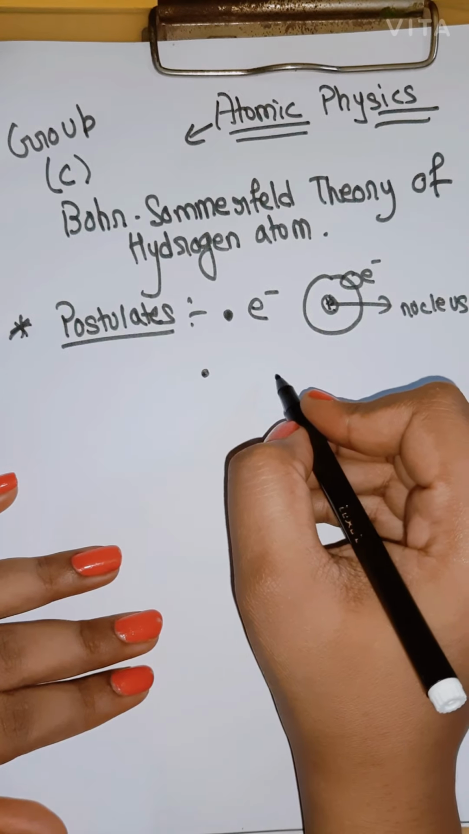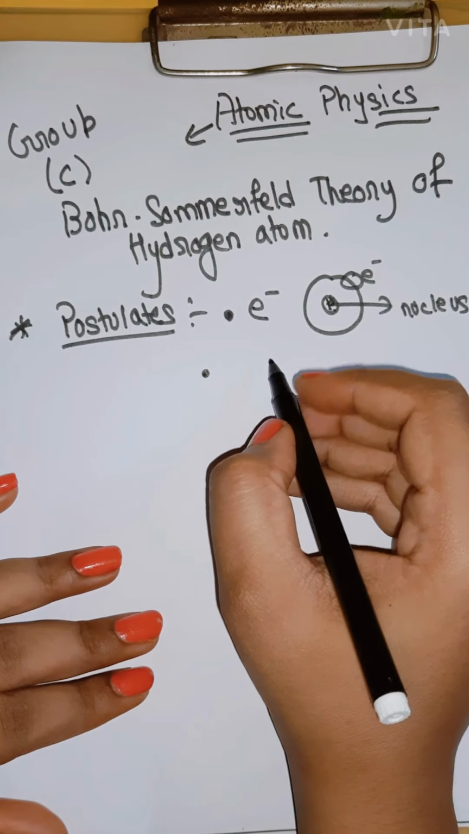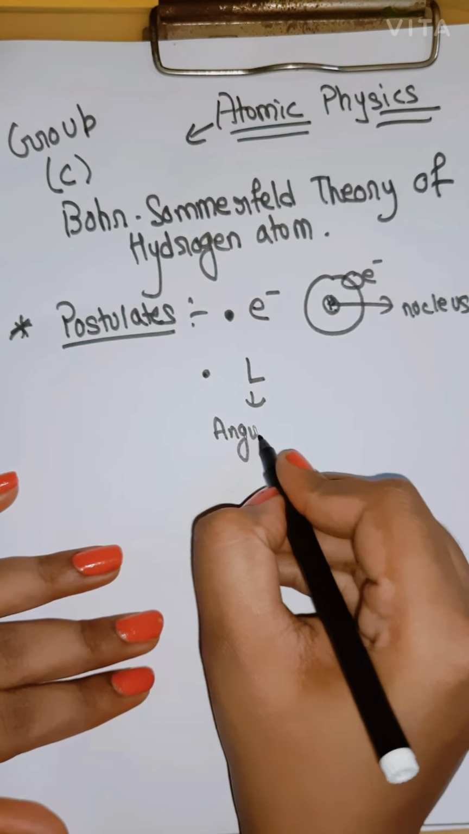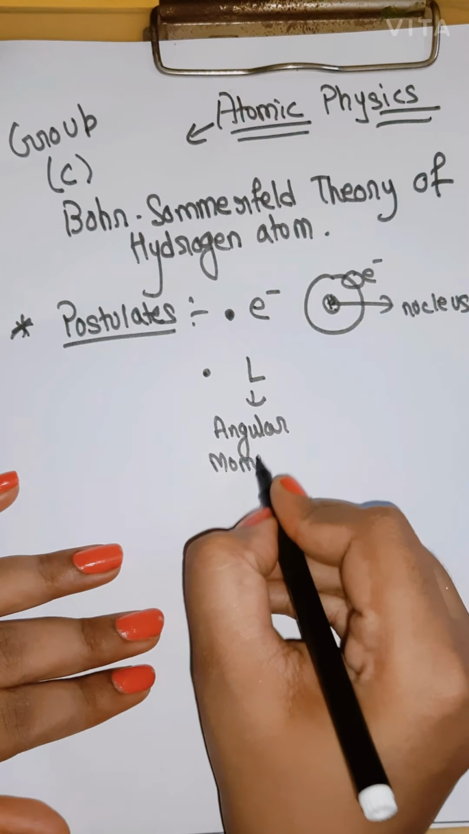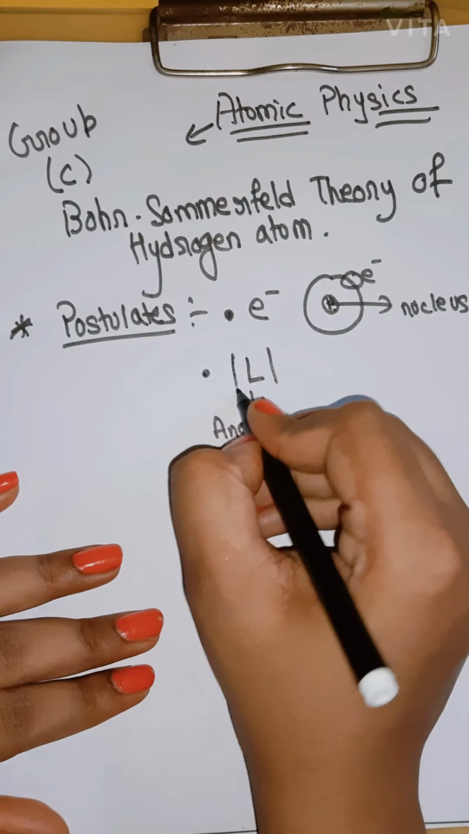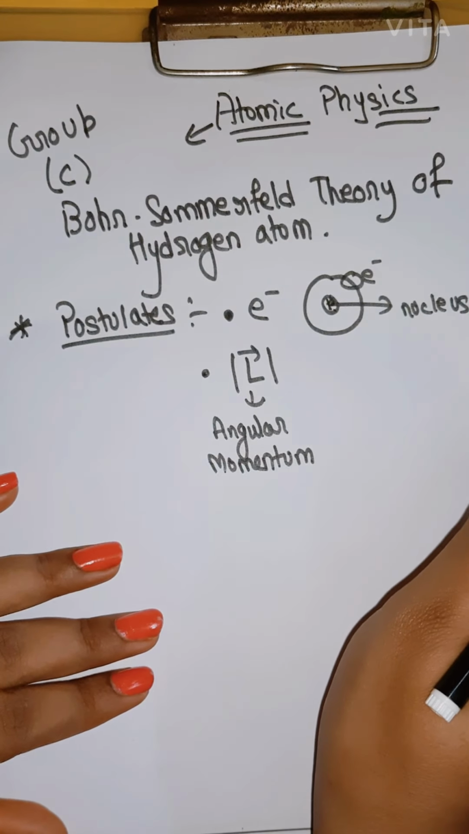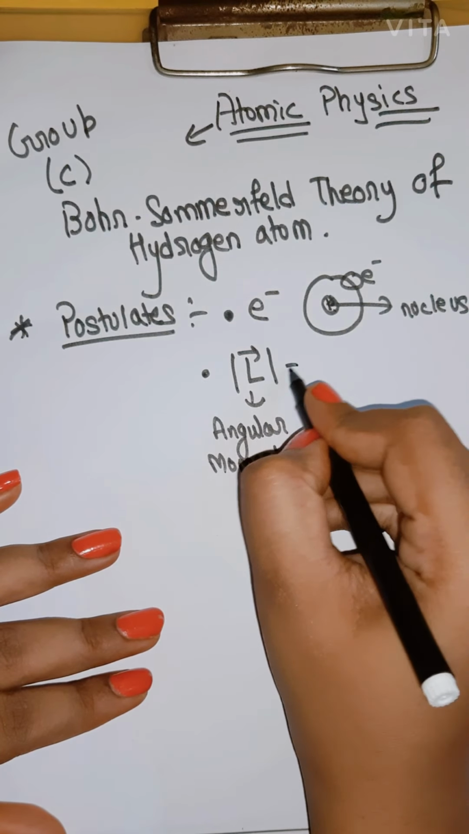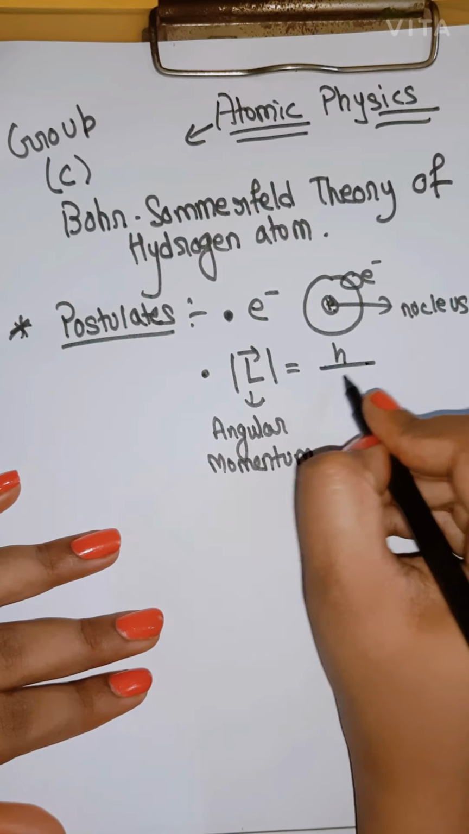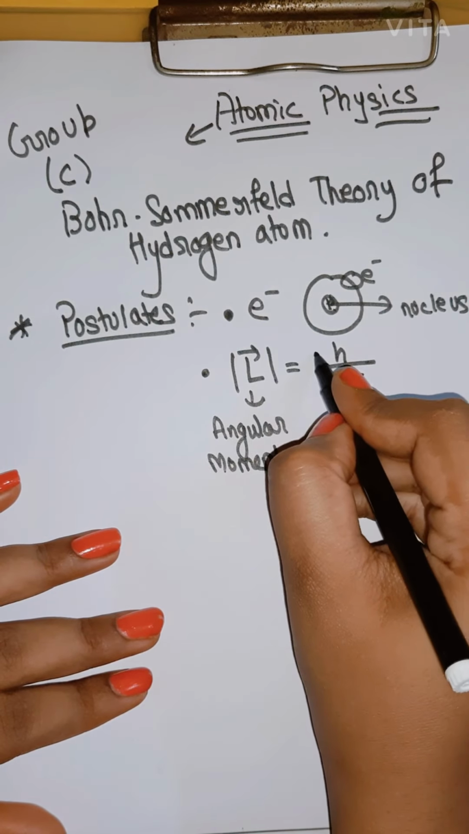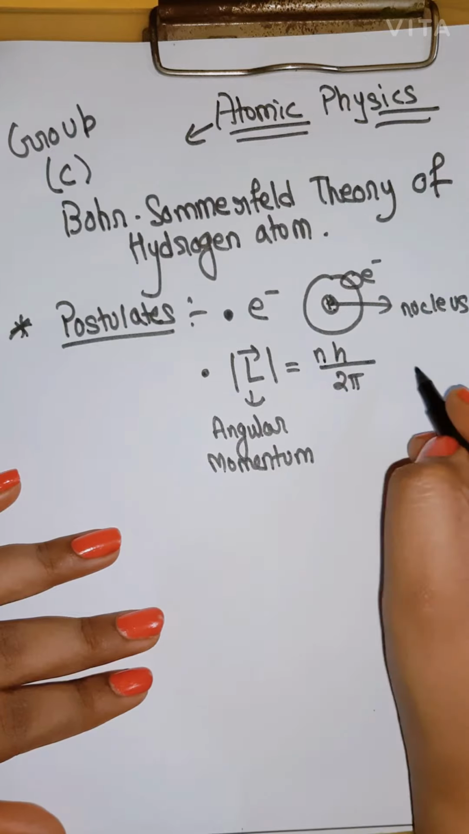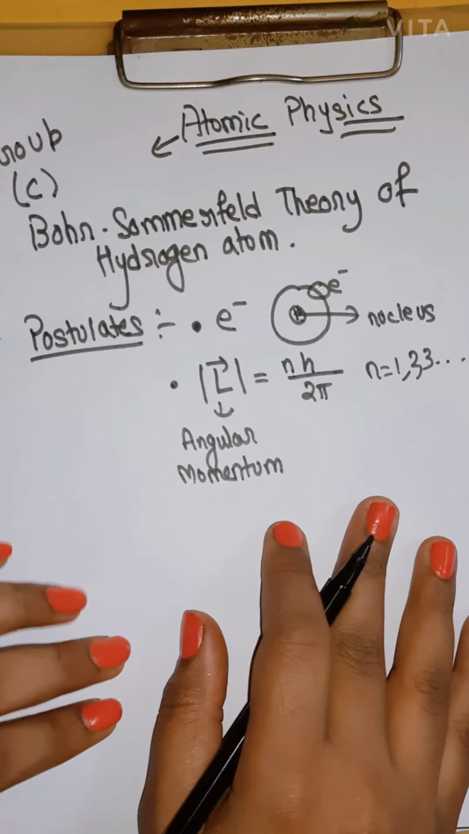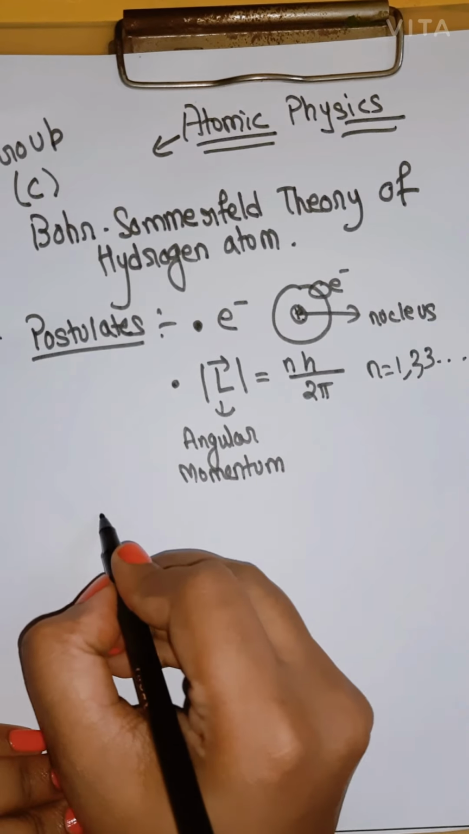Secondly, electrons revolve only in those circular orbits where the magnitude of angular momentum is some integral multiple of h by 2 pi. We said magnitude, so we will skip the direction part. Integral multiple, so n, where n runs from 1, 2, 3 and so on.